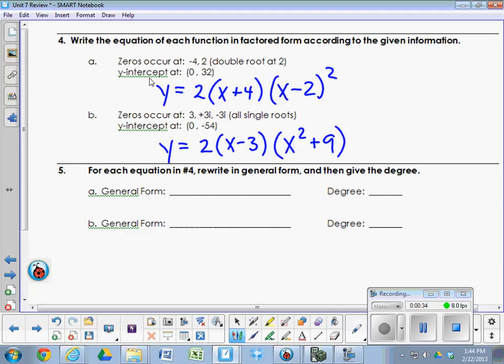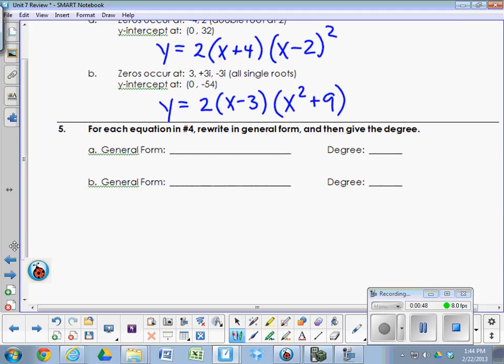If you have any questions on how I got that answer for 4b, you'll have to watch that in a separate video. It's under 4b. So check that out. The focus here is getting number 5. So how do we now expand those? We'll do a here, and then we'll do b.